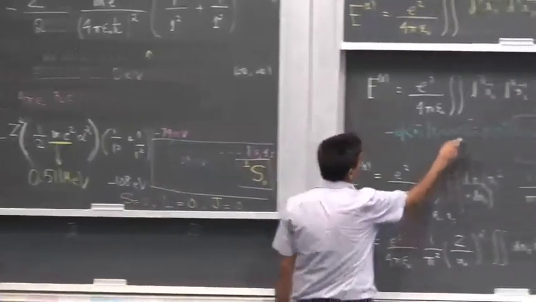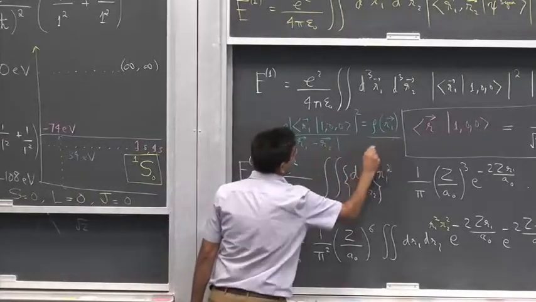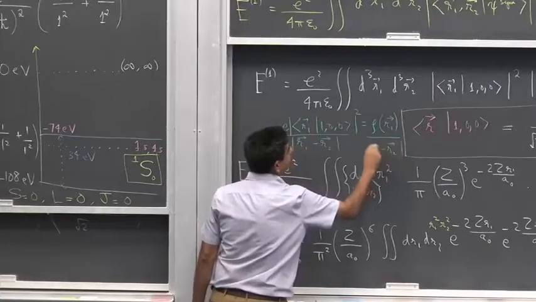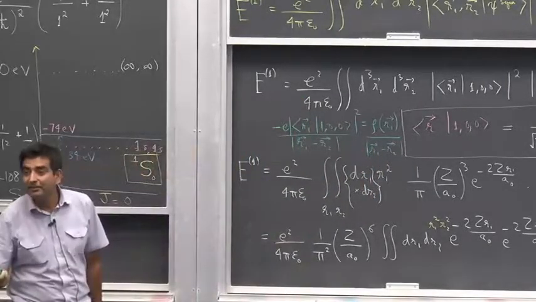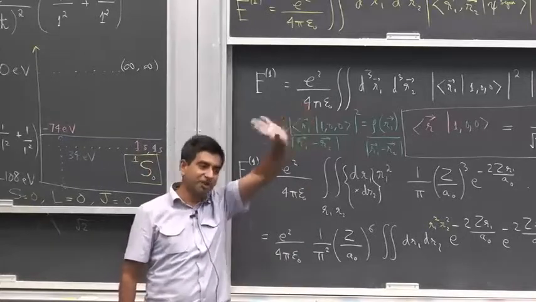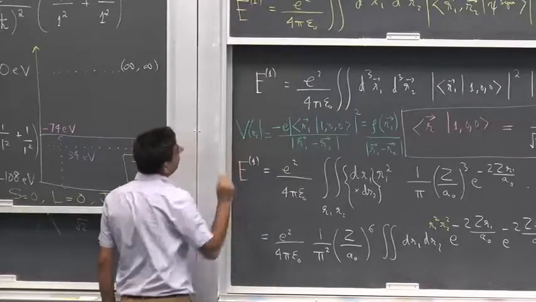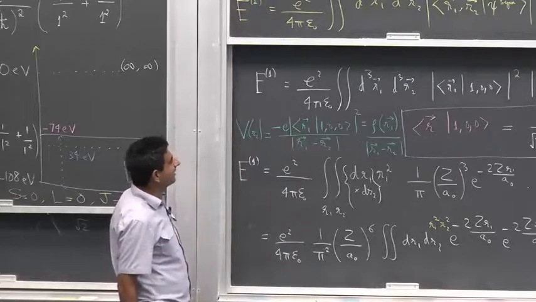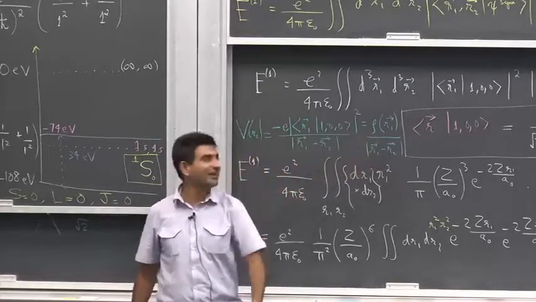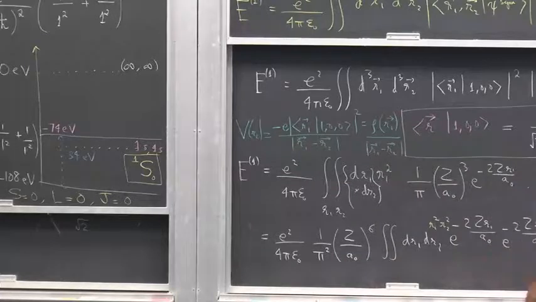Now you divide this by r1 minus r2. What is this thing equal to? This is the electrostatic potential at a position r2 due to a charge density at r1. This is the electrostatic potential. V(r2). Now you multiply this V(r2) with the charge density rho(r2), and this is what this term really is. So this term is nothing but rho(r1) rho(r2).